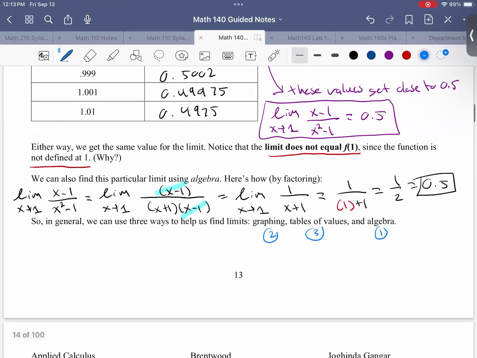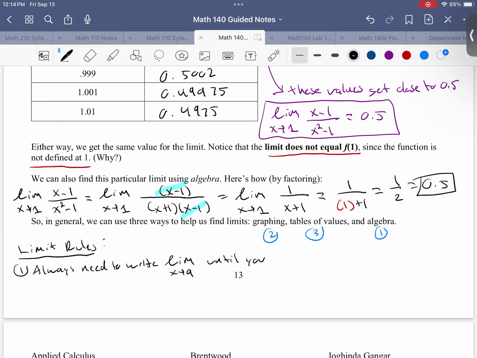Okay, just a couple of things to keep in mind for limits when we try to solve them. I'll say it like this: limit rules. One, you always need to write limit as x approaches a until you plug in x equals a. You always need to write limit of that, right?